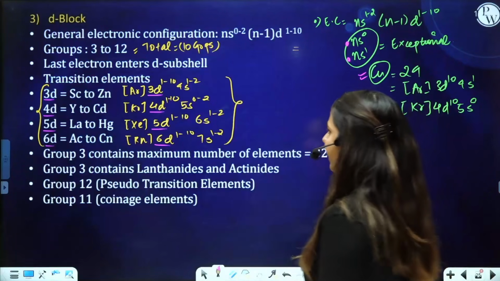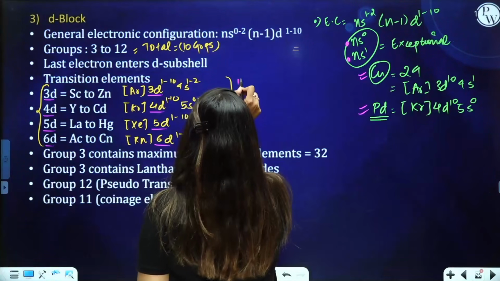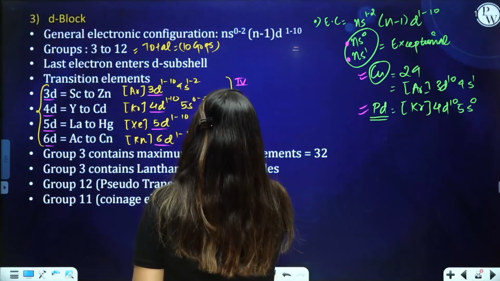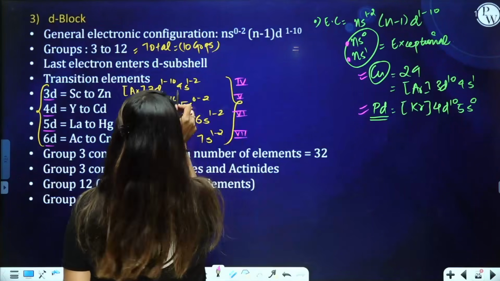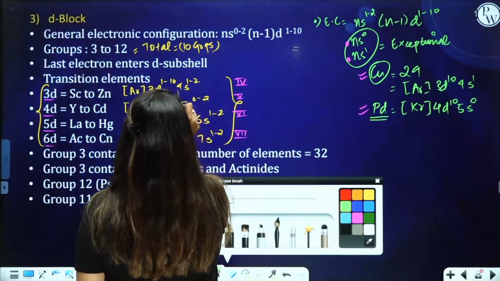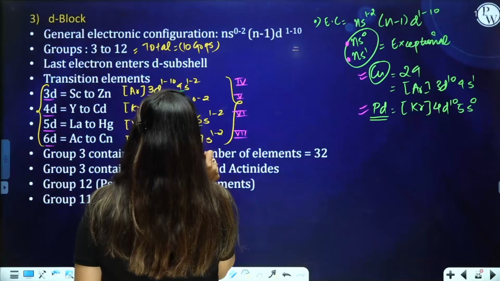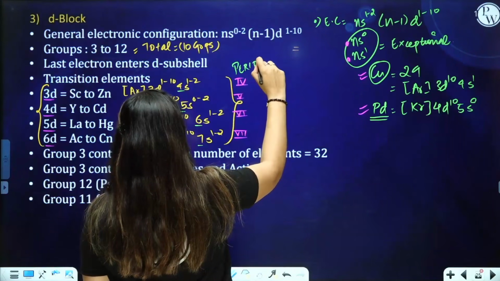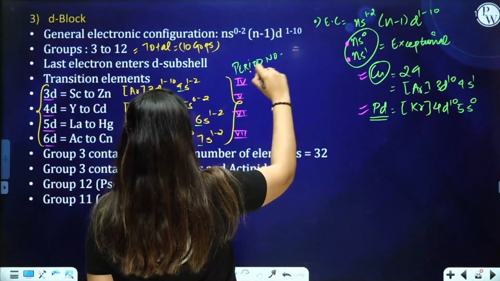And I have written that this has period number 4th. This has 5th. This has 6th. This has 7th. So, let's take a green color, these numbers correspond to the period number. So there is an explanation for everything present in the periodic table.